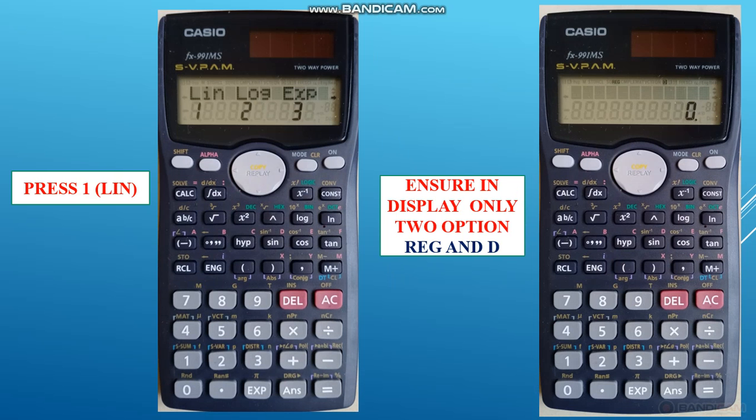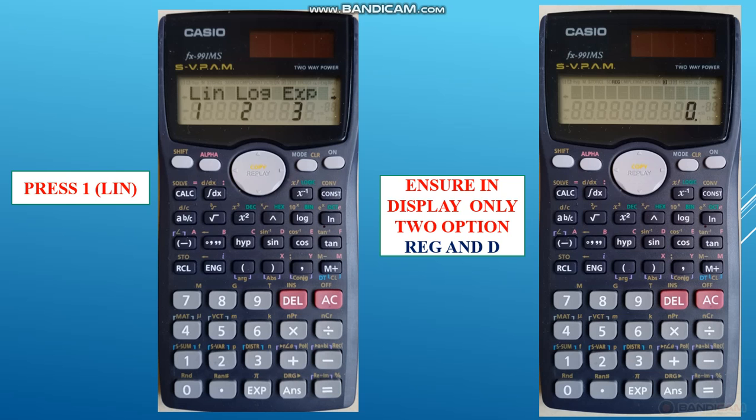After pressing 1, in the display you will get 2 options: one is D and the other is REG. So ensure that in the display there are 2 options, one is REG and the other is D. This is a basic step.